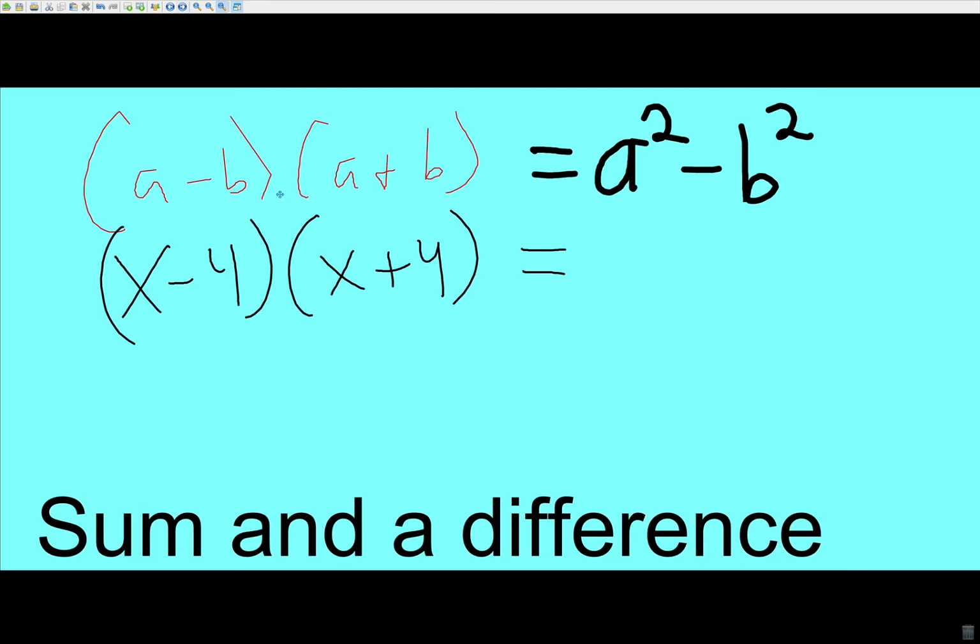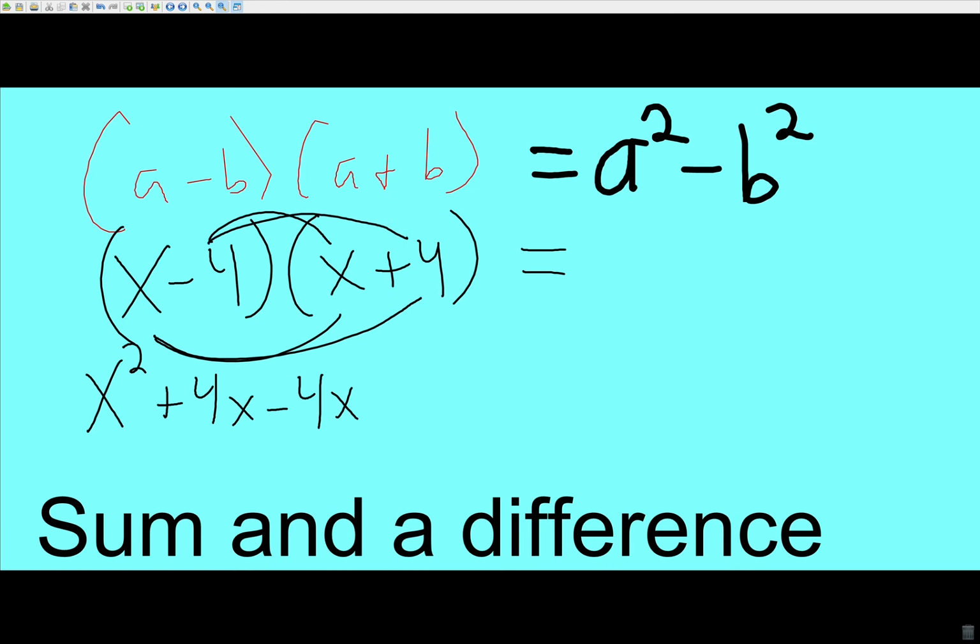Now let's look at a sum and a difference. Basically a minus b times a plus b will equal this right here. And I'm going to show you how that happens. So if I multiply x times x, I get x squared. And then I have a plus 4x as my next term. I have a minus 4x as my next term. And then lastly, I have 4 times 4, and of course I have a negative. The last term will be negative 16.